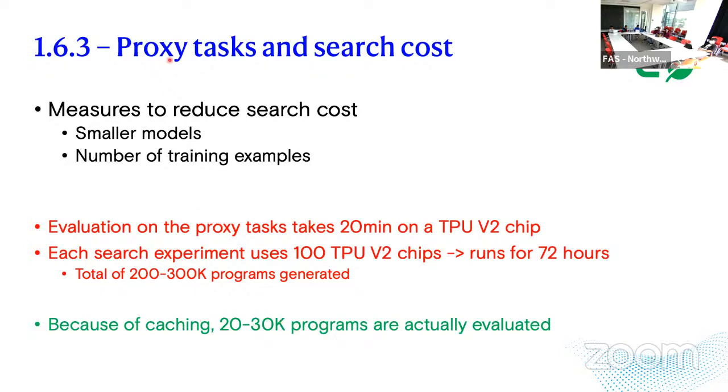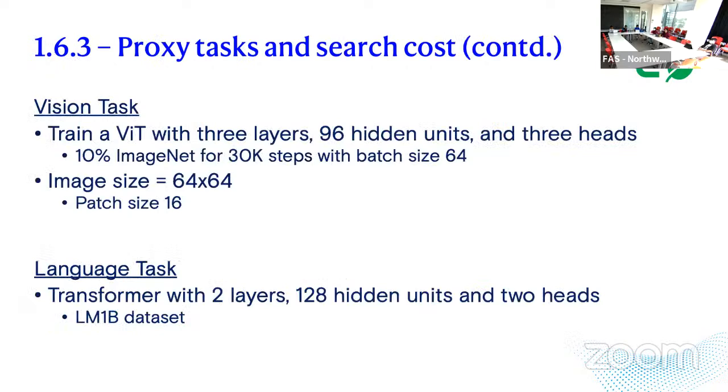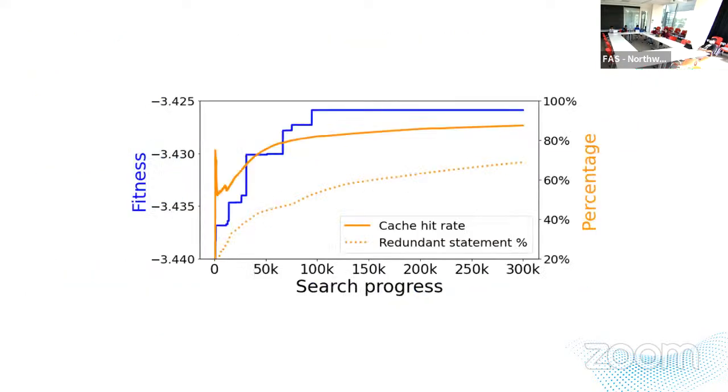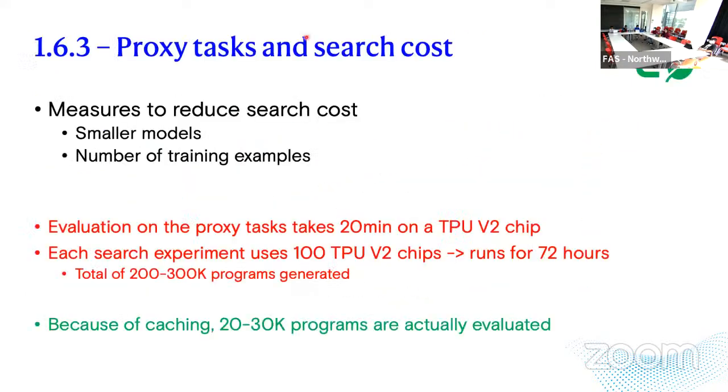Yeah. So in terms of the proxy task, they actually train with small models, like transformers with two or three layers. As the proxy task to evaluate how well these optimizers are, they constrain it that way. The evaluation of a proxy task takes around 20 minutes on a TPU chip.